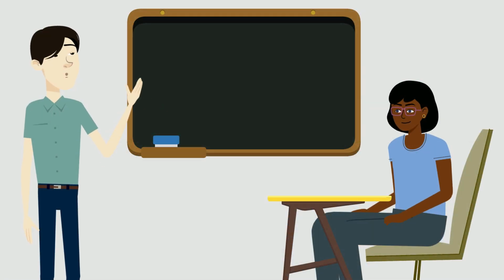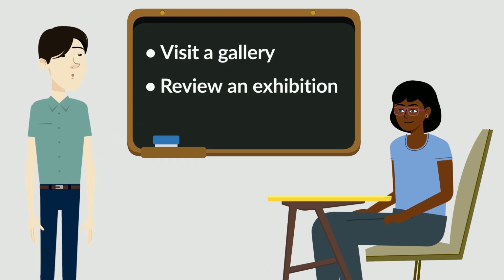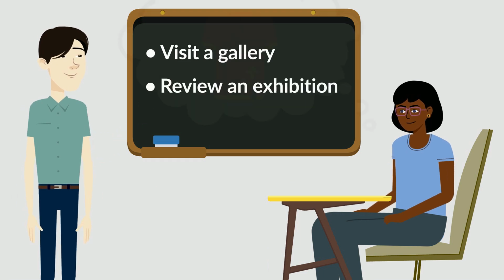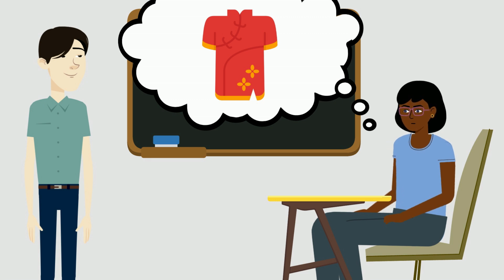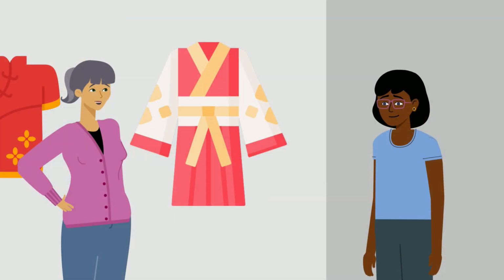For her art class, Gemma needs to visit a gallery and write a review of an exhibition. She wants to see the Chinese textiles exhibition from the University of Alberta's McTaggart Art Collection. She heads to the gallery to attend a tour.